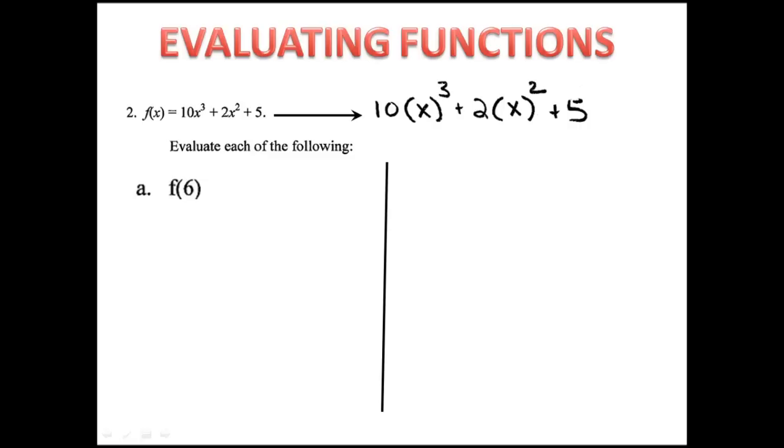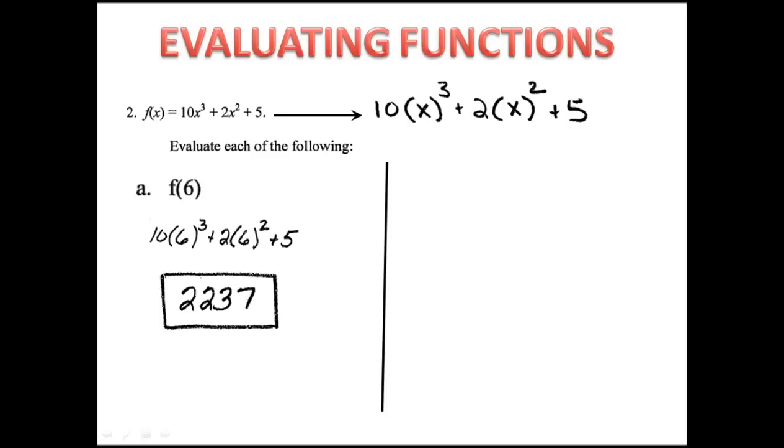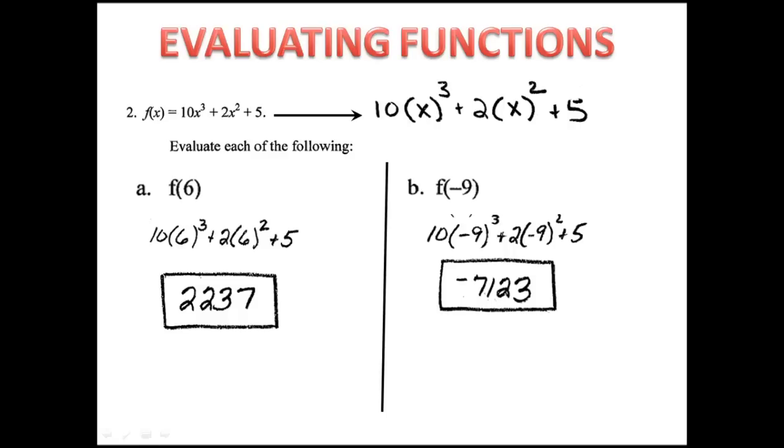F of 6. I'll take the 6 and drop it into the machine. That means wherever I had an x, I'll put a 6. So I have 10 times 6 to the third plus 2 times 6 squared plus 5. So drop a 6 into this machine, it spits out a 2,237. B, they want us to evaluate f of negative 9. Well, I'm simply dropping negative 9 into the machine. When I drop negative 9 into the machine, it looks just like this, and it spits out the number negative 7,123.